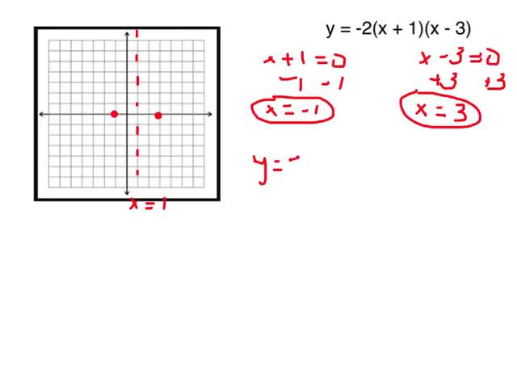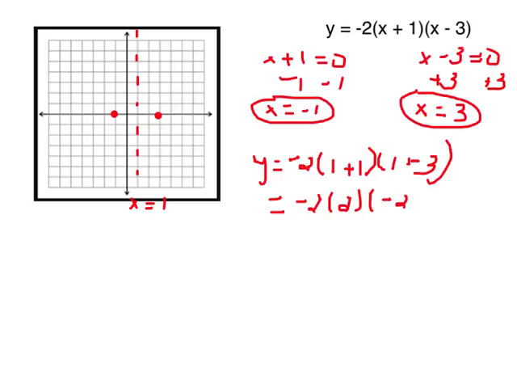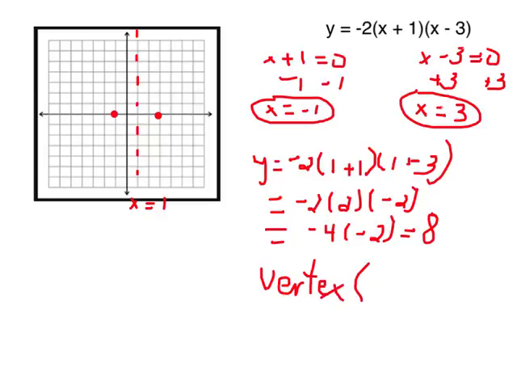-2, and the x value is 1 plus 1, parentheses 1 minus 3. So we have -2, 1 plus 1 is 2. 1 minus 3 is -2. So -2 times +2 here is -4. And we have to multiply it by -2, which is +8. So our vertex is 1, 8.